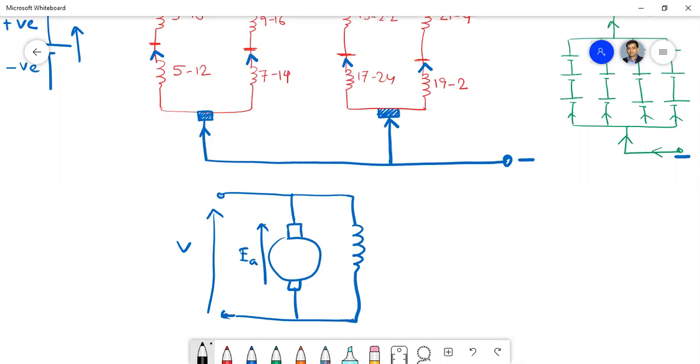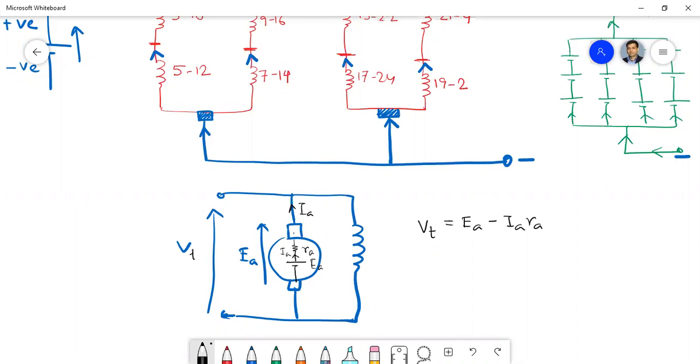So in the case of a generator, this VT equals EA minus IARA. That means as if one voltage source EA is there in series with a resistance RA, through which the armature current is flowing. So this is the armature current, and we are getting this VT.